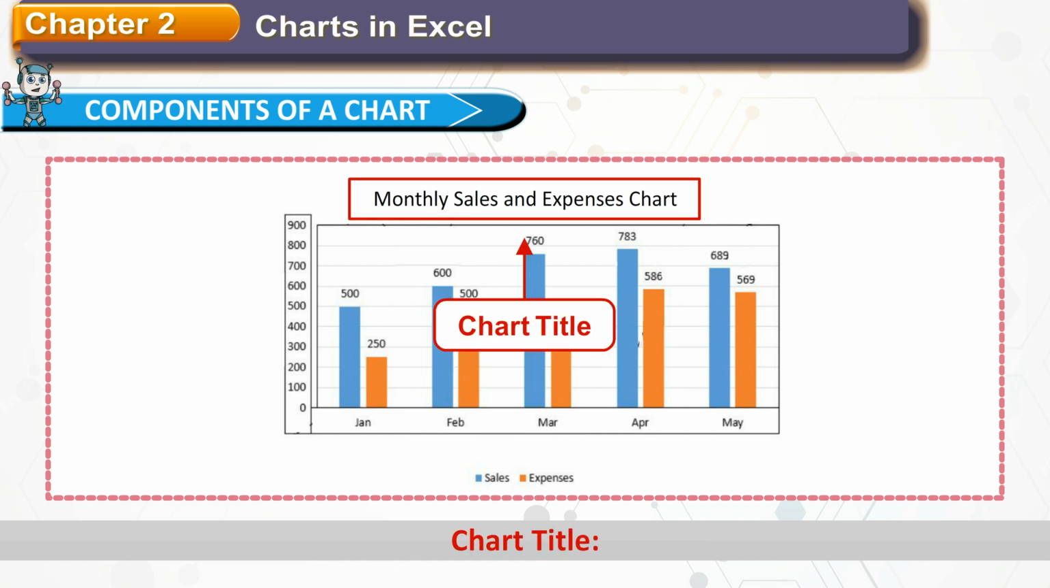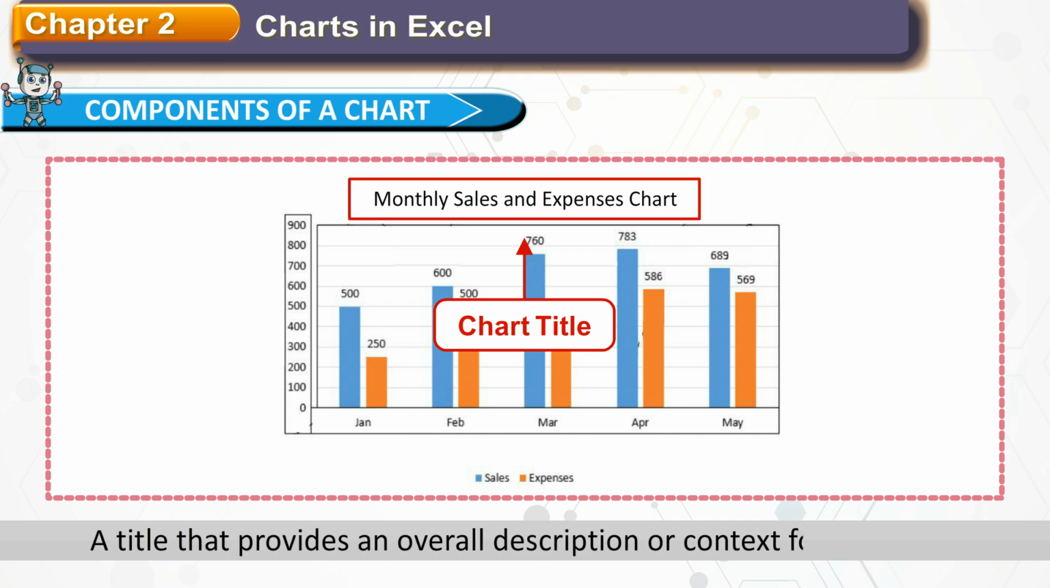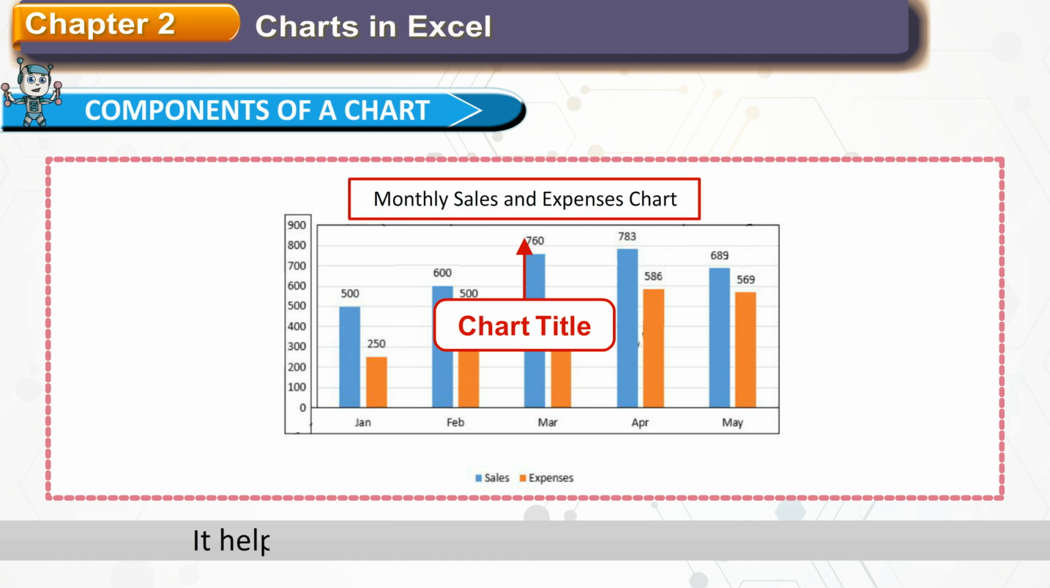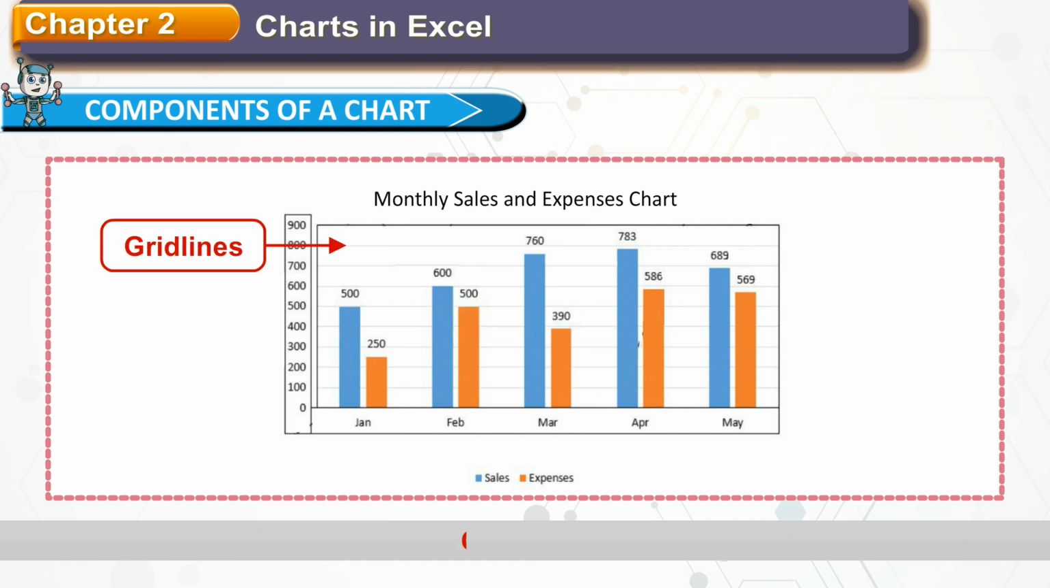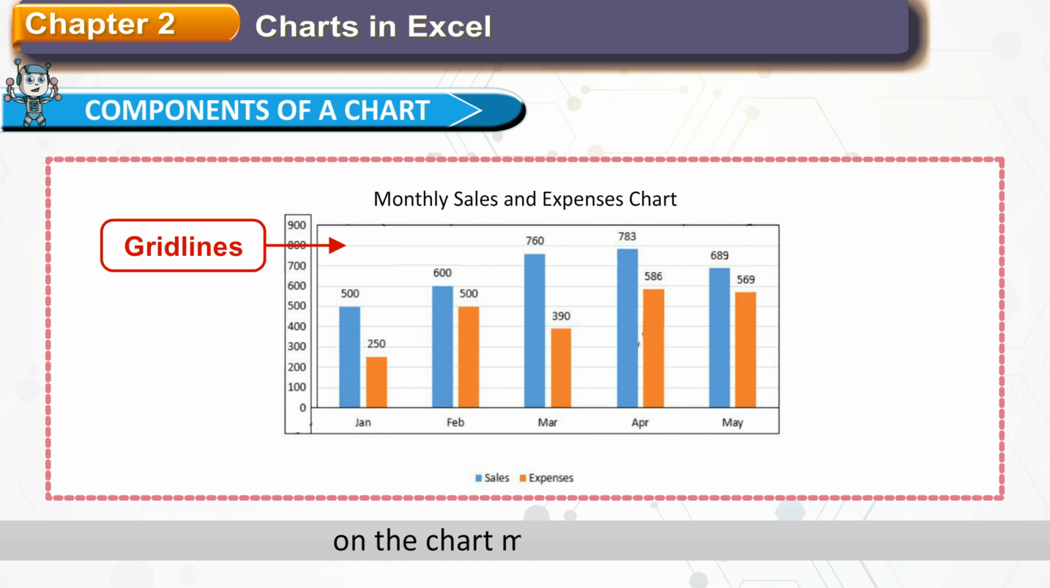Chart title. A title that provides an overall description or context for the chart. It helps users understand the purpose of the chart. Grid lines. Grid lines are horizontal and vertical lines that help readers interpret values on the chart more accurately. You can add or remove grid lines as needed.